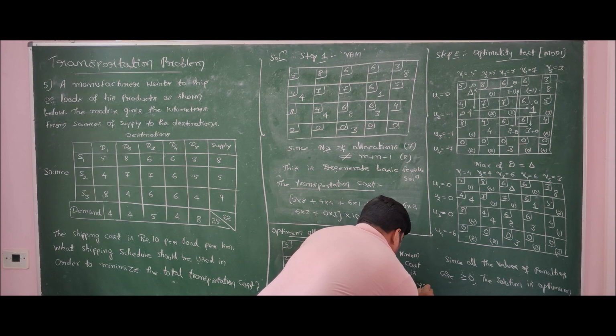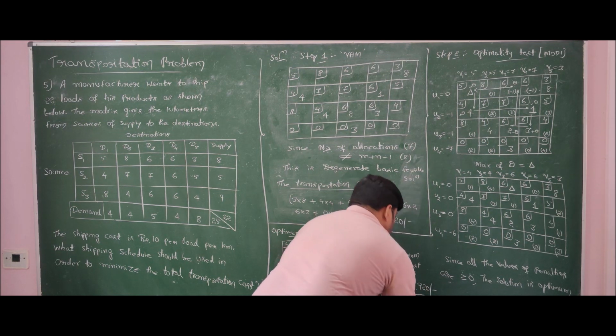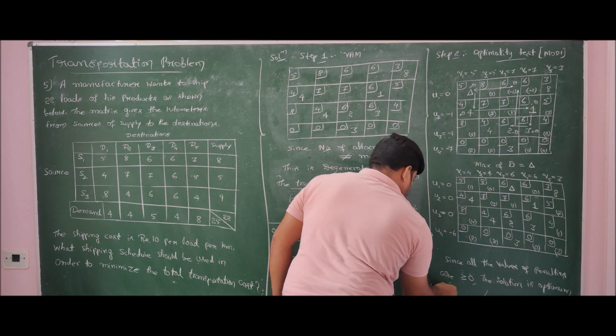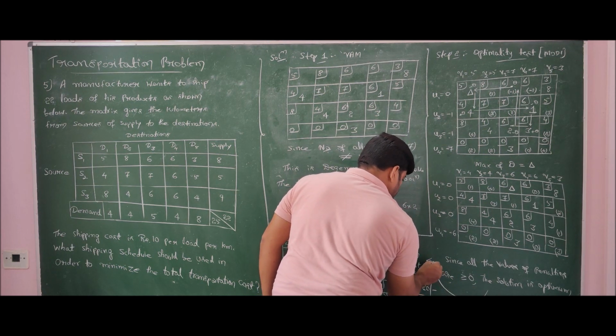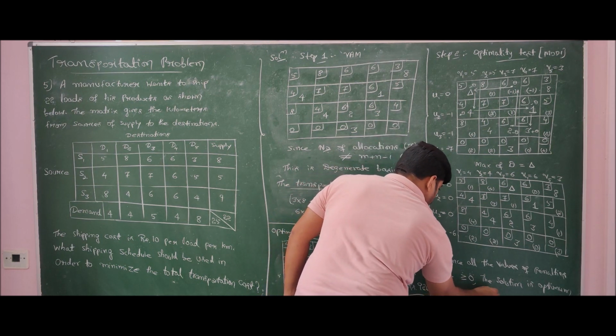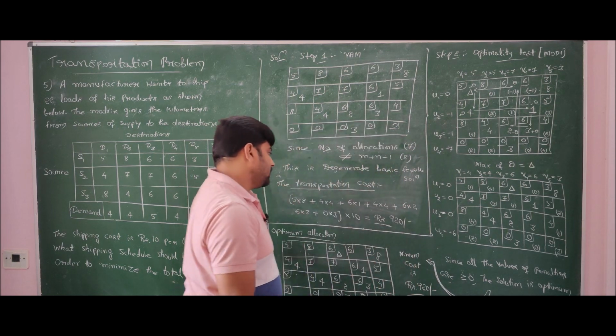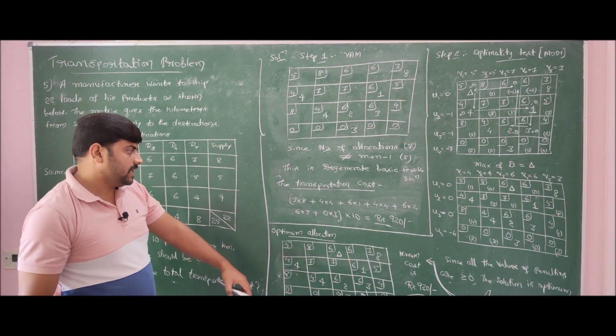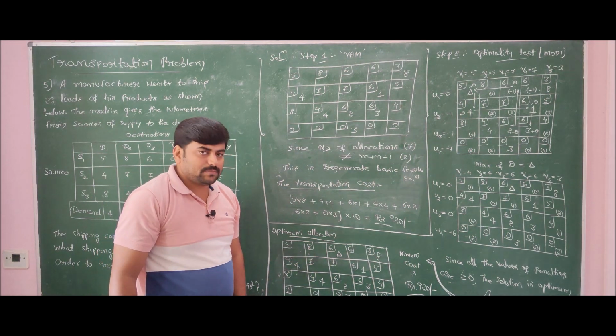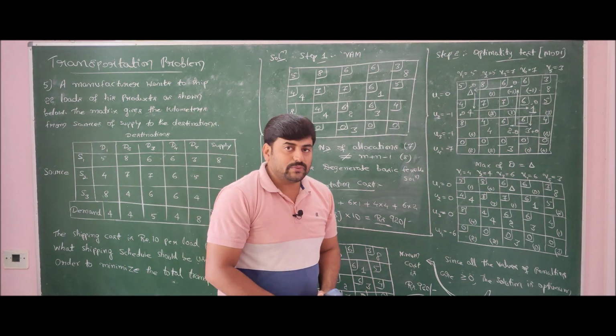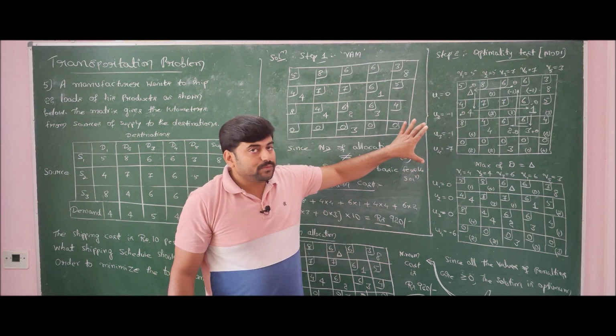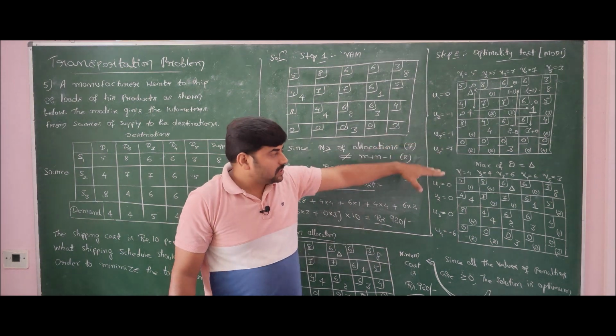rupees 920. After this we have written the optimum answers. Optimum allocation and optimum transportation cost is found to be rupees 920. So this is how you should break degeneracy and solve.